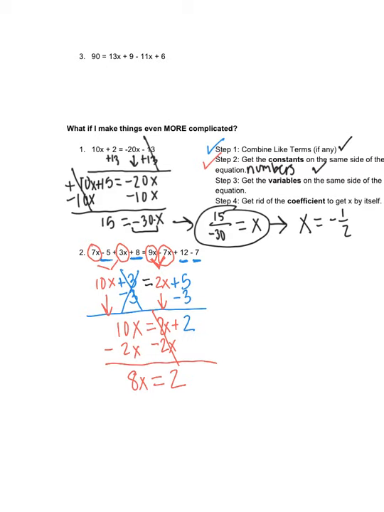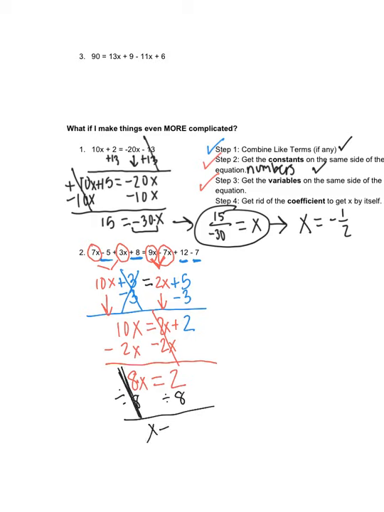So then I have to look at step 4, which says to get rid of the coefficient in order to get x by itself. So the coefficient here is 8, and remember it's being multiplied. So I have to do the opposite of multiplication, which means I need to divide. So I need to divide both sides by 8. So when I do that, the 8 divided by 8 will cancel out. That's the whole purpose of dividing.